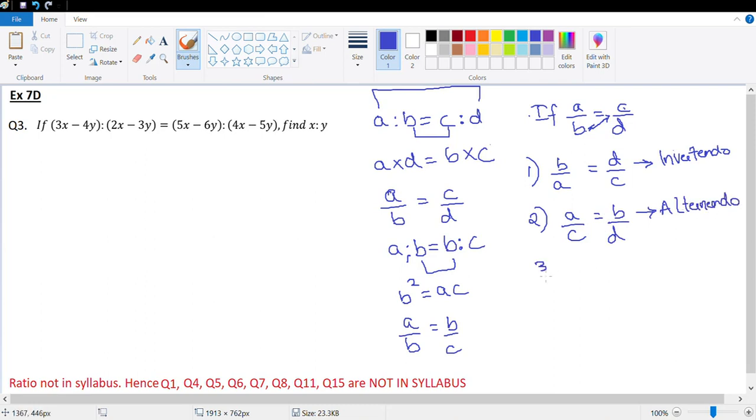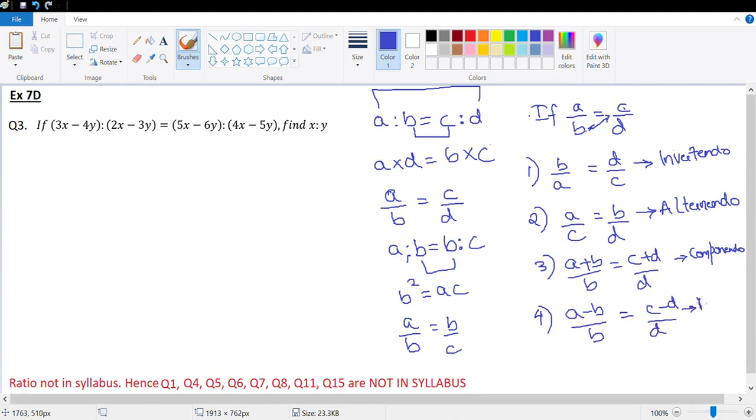Next was when we added 1 to both the sides, and that gave us A plus B upon B is equal to C plus D upon D. This was componendo. The next one was dividendo, where we subtracted 1 from both sides, and that gave us A minus B upon B is equal to C minus D upon D. This was dividendo. And in the end, we had componendo and dividendo together, which gives us A plus B upon A minus B is equal to C plus D upon C minus D. This is componendo and dividendo put together.